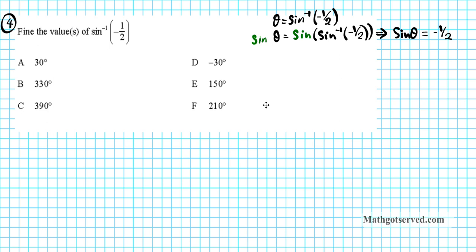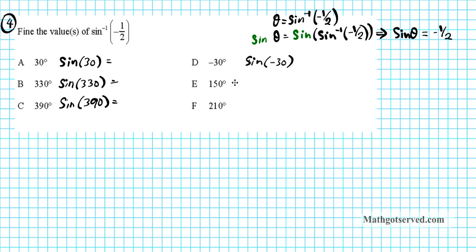Okay? All right, so let's write down the expression I'm going to be plugging into my calculator. I'm going to be looking for sine of 30 degrees, sine of 330, sine of 390, sine of negative 30, sine of 150, and then sine of 210. All right, I want to see which one yields negative 1/2 as an output.